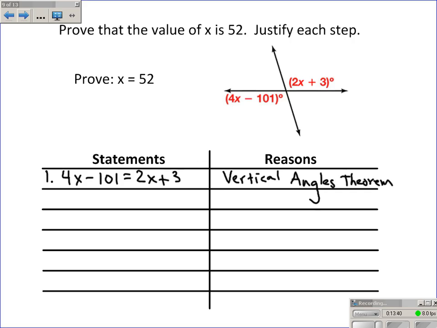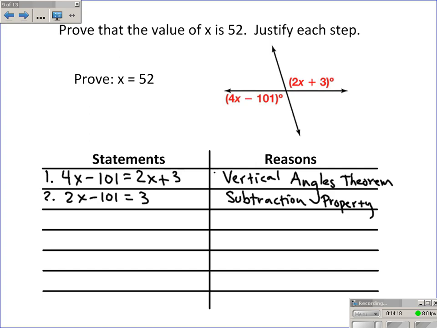Okay, what would the next logical step be? Well, we're going to solve this, and so this is kind of like what we did in the last section. To solve this equation, I would subtract 2x from both sides. So I'm going to use the subtraction property of equality, and subtract 2x from both sides. And I would get 2x minus 101 is equal to 3. Okay, and that's statement 2.